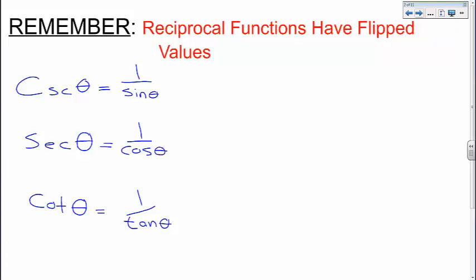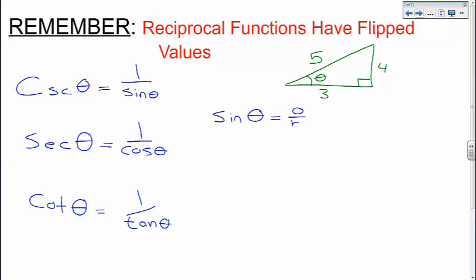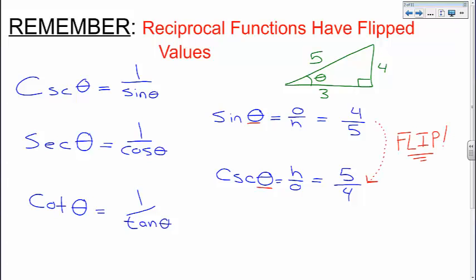So let's investigate this from a more practical standpoint. Let's take a right triangle with a reference angle theta. I'm also going to say that the sides of this triangle are 3, 4, and 5, a nice Pythagorean triple. I can say that the sine of theta is equal to the opposite over hypotenuse, which is 4 over 5 in this case. If I look at the value of cosecant of theta, in other words the reciprocal of sine, I know that the value is hypotenuse over opposite, in other words 5 over 4. What you notice is that sine and cosecant at the same angle have flipped values. And this is the basis of today's lesson.